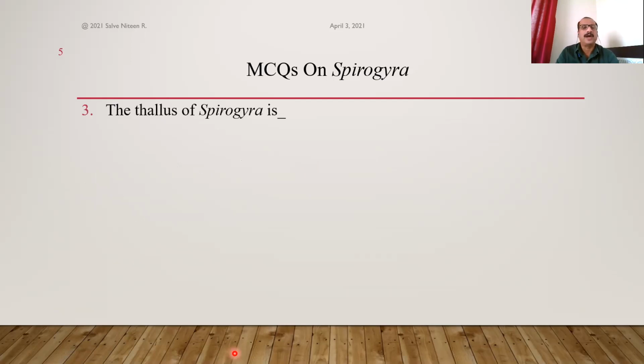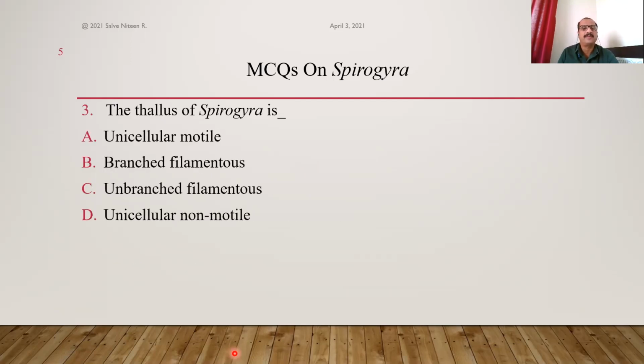The thallus of Spirogyra is unicellular or multicellular, branched or unbranched, filamentous or non-filamentous, that we studied. So here, the Spirogyra thallus or vegetative plant body consists of unbranched filaments. It is a filament and the filament is unbranched. So the answer here is option C. That is the correct answer.